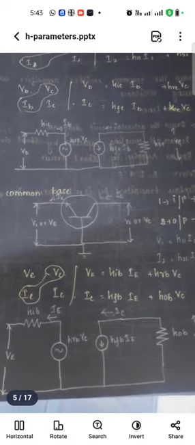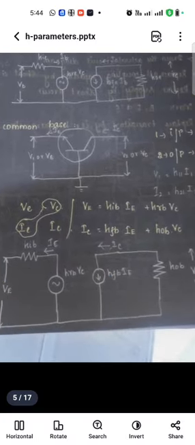Same procedure. First, we will concentrate on the symbol of the common base. For common base, the base is common, so the base is grounded. We will apply the input at the emitter and take the output from the collector. Okay, take the output from collector, apply the input to emitter and take the output from collector.